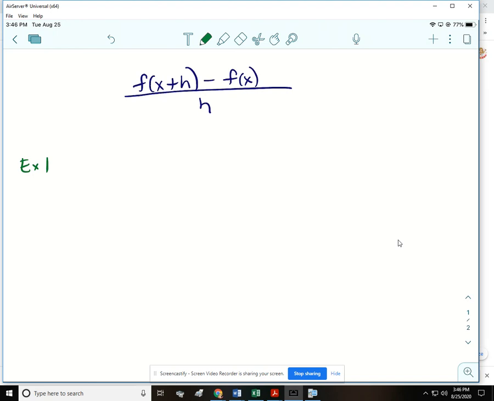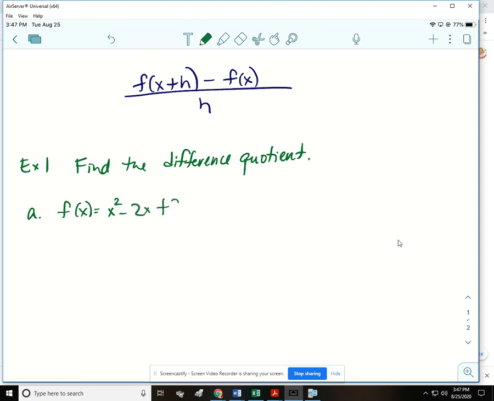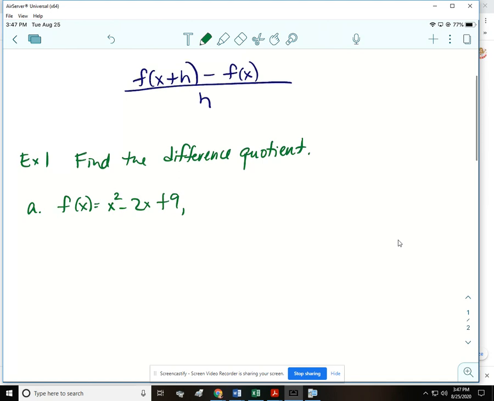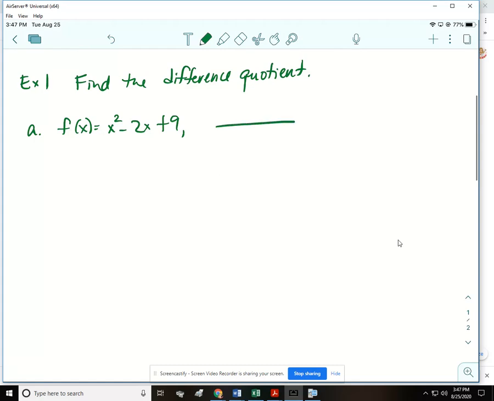Alright, so for example 1, we're going to find the difference quotient. What you'll be given is a function. So our function is f of x equals x squared minus 2x plus 9. And then you'll be given a specific difference quotient to find. So the difference quotient we're finding for this problem is f of 4 plus h minus f of 4, over h.